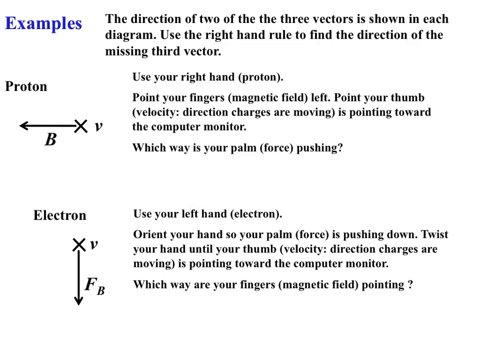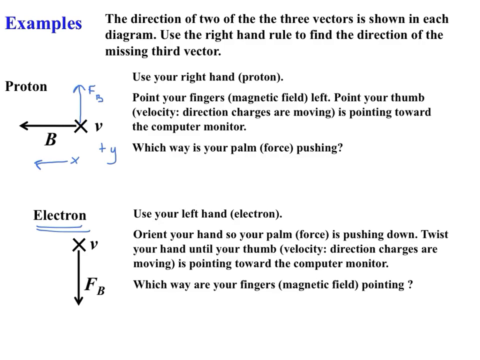So in this first one, we have a magnetic field that goes to the left. We have a velocity that goes into the page. Again, we're seeing this X, so it's telling us it's going in. So our thumb will be going in, our fingers will be going to the left. That means our palm goes up. We have a force going upwards in the positive Y direction.